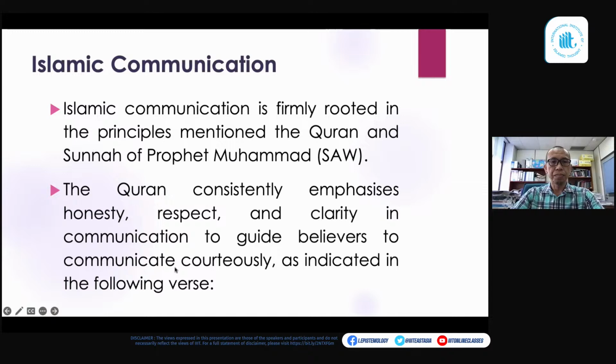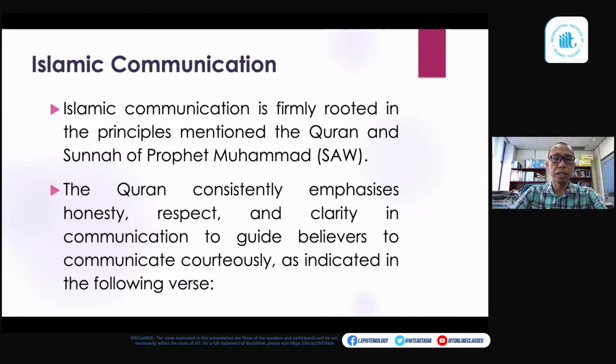So Islamic communication is firmly rooted in the principles, as I mentioned just now, mentioned in the Quran and Sunnah of the Prophet, which covers the actions of the Prophet as well as his statements, utterances or expressions. If you refer to many hadiths, for example, you can find how a Muslim in particular should act according to the principles stated in those sources.